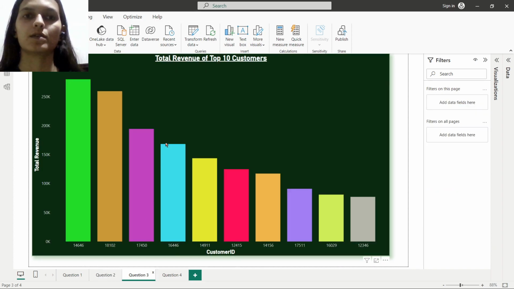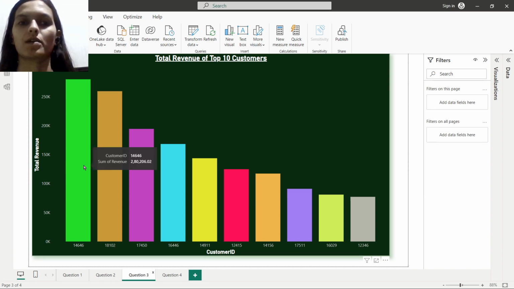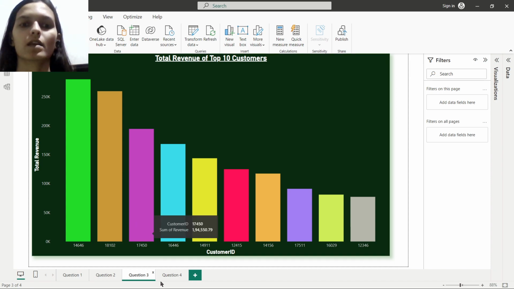In the third question, the top 10 customers from whom the company can generate the highest revenue. The first customer ID is 14646, who buys the product the most. So, the company can provide offers related to the products which the customer buys frequently.